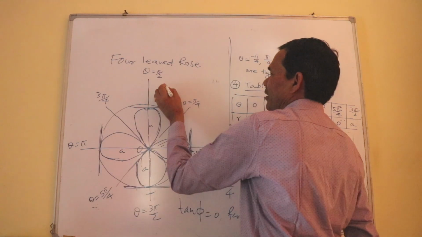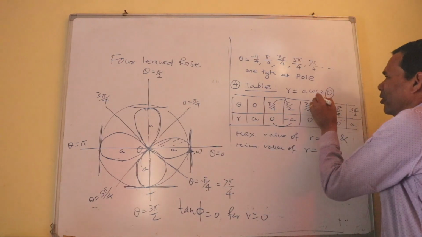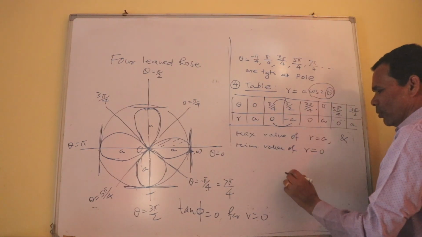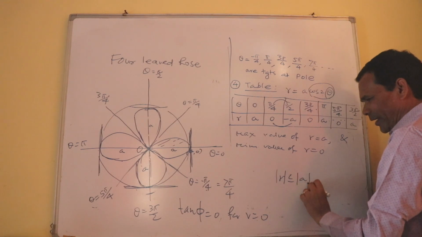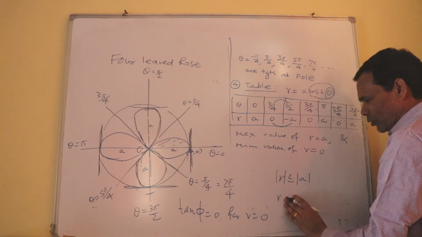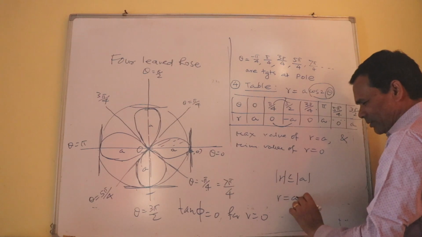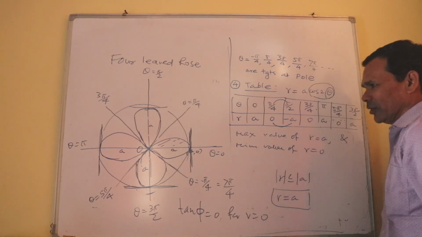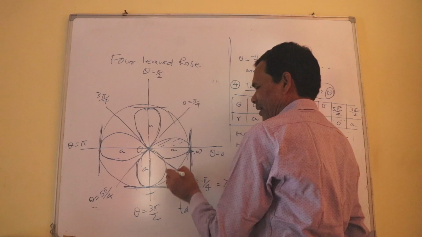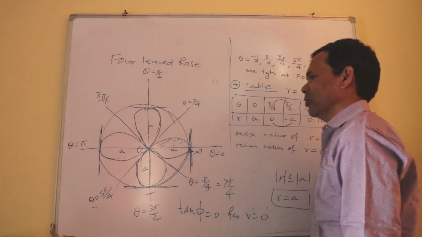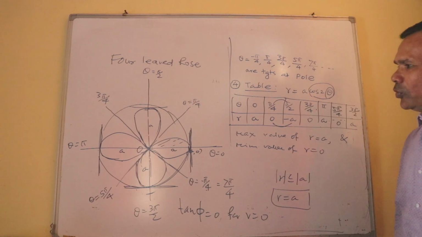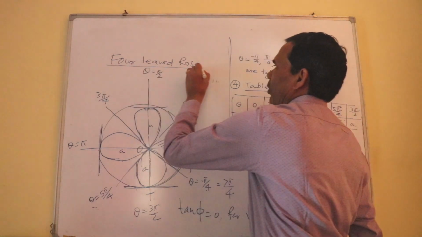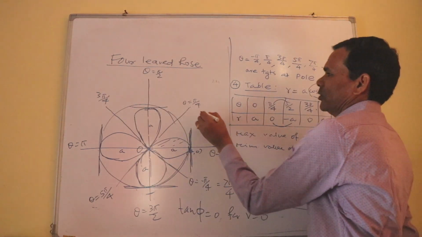This curve is entirely located inside the circle, because cos of 2 theta cannot exceed 1. So mod of r is less than or equal to mod a, meaning r is equal to a is the maximum value of the radius vector. So it is located inside the circle r is equal to a. So this is your four-leaved rose, the approximate shape of this particular curve. So this is one tangent.